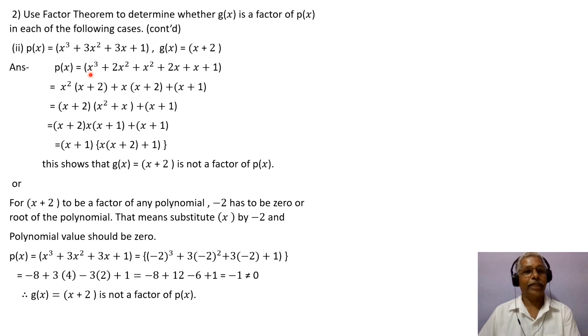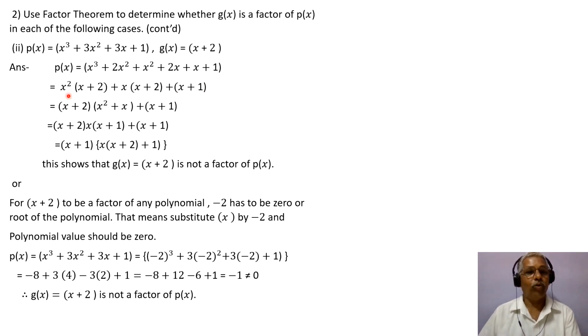So I'm writing it as x cube plus 2x square, so that I will get x plus 2 common in this. Then x square remains. This total becomes 3x square. Now I have to write this 3x as 2x plus x, and plus 1. Now I am taking x square common in this, so what is remaining in the bracket is x plus 2, plus x common in this. So x plus 2, and this is x plus 1.